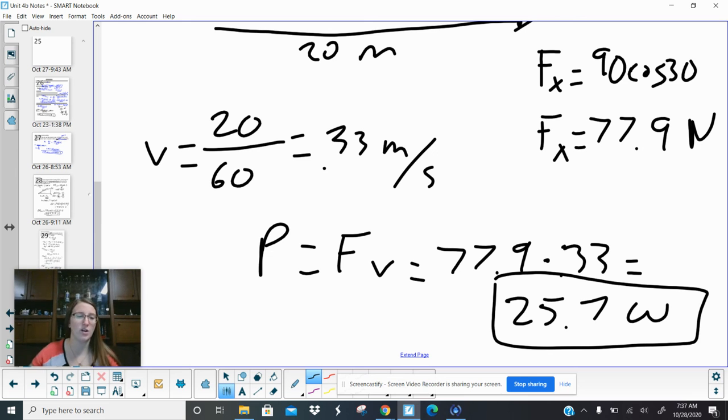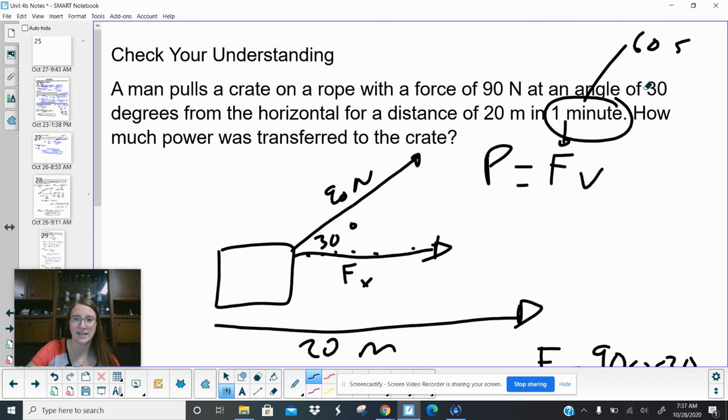So again, now that crate has some power as well. It's in motion. It can do energy, or it can expend energy. It can do work. I know it sounds a little confusing the way it says transferred to the crate. Really, it is the power you are generating that is being transferred to the crate.